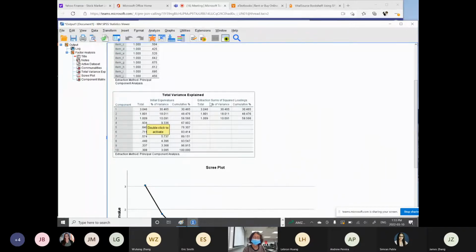And also when you look at the extraction sums of squared loadings, you see the percentage of variance explained by component 1 is 30%, component 2, 18%, component 3, 18%. Roughly they contribute 58% cumulatively for components 1, 2, 3. And also you should notice the total eigenvalues. If you add all these values together, they should be equal to the number of variables.